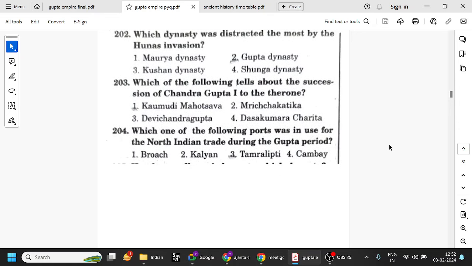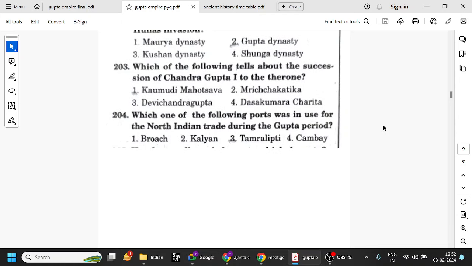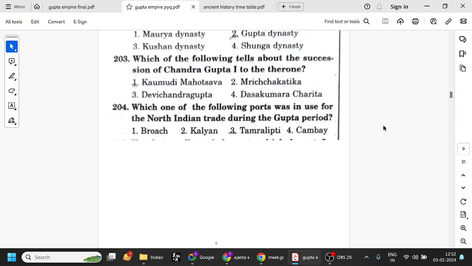Which of the following tells about the succession of Chandragupta I to the throne? Kaumudi Mahotsava. Okay, Mrichchhakatika, Devichandraguptam, they are all important, and Dashakumaracharita, who wrote those things. But Kaumudi Mahotsava tells about the succession of Chandragupta I to the throne. Remember that. The first person is Sri Gupta, followed by Ghatotkacha, followed by Chandragupta I, 320 CE.